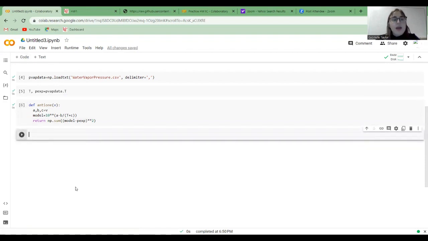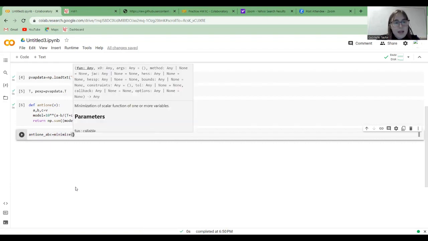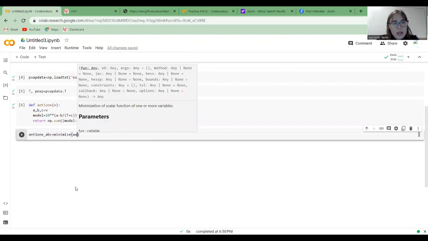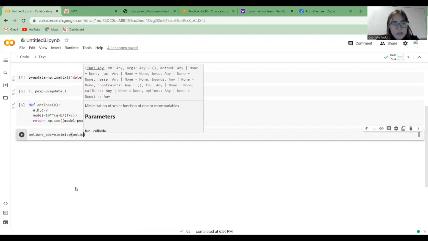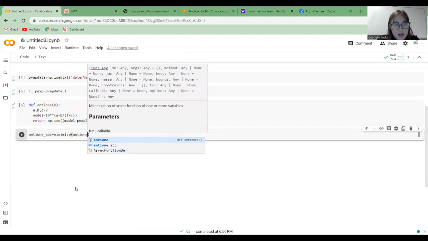Okay, so now that we have our sum squared error, we want to minimize it. So let's do Antoine, and what we're minimizing is our A, B, and C. So I'm going to say A, B, C. And since we imported the function minimize, you can just do minimize. And then it wants to know what function we have. So we put the function first. So this is just Antoine.